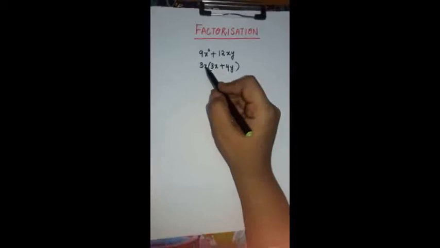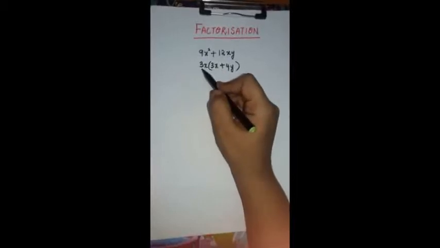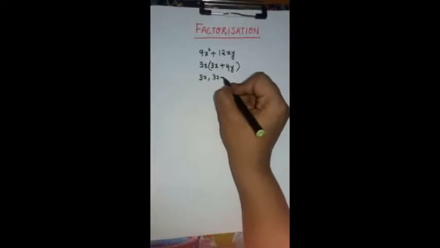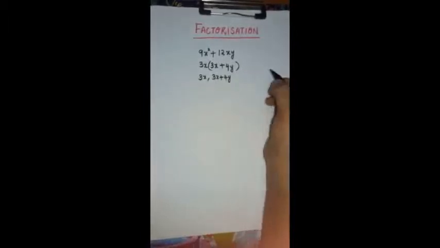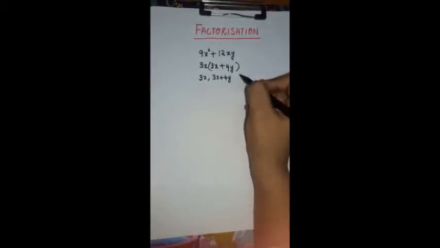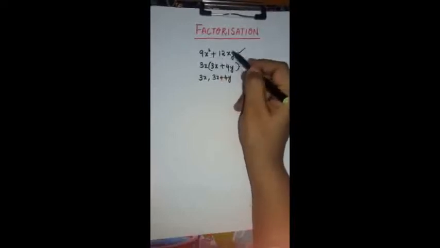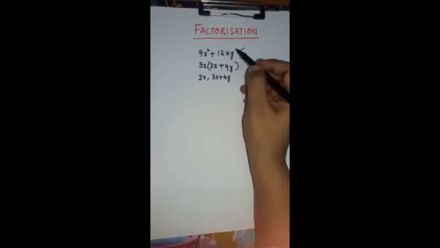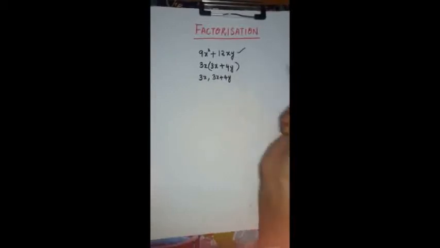Now I can say that 3x and 3x plus 4y are the factors of the given expression. This is the given expression, and these two are the factors of this expression. I hope you people got this.